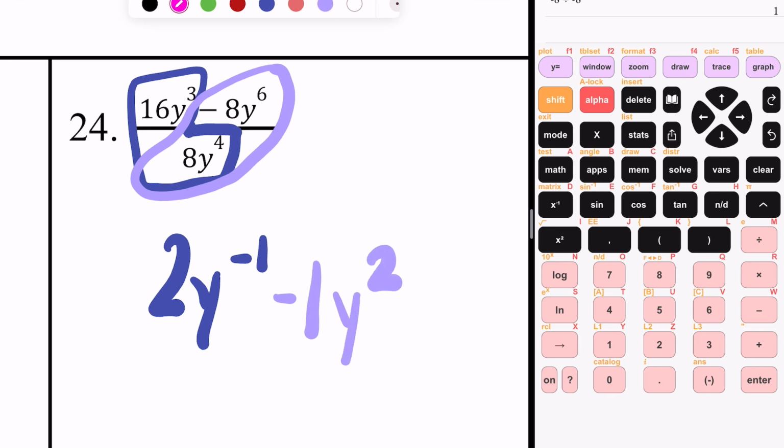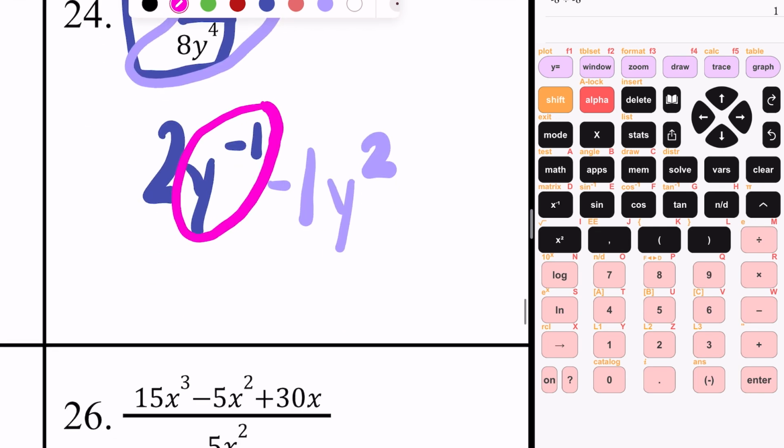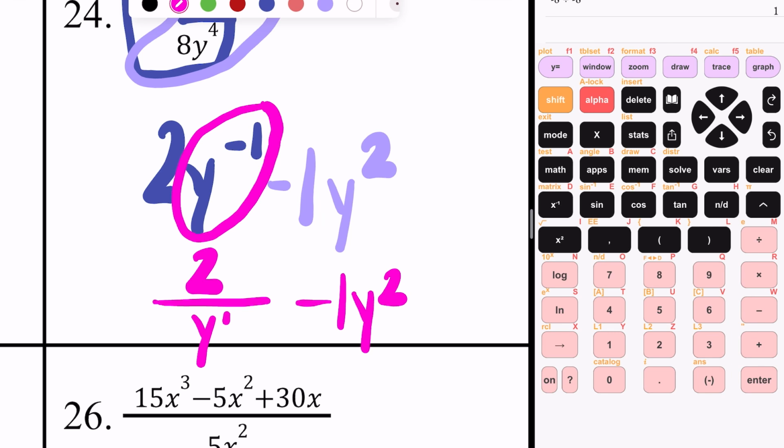Problem. You are not allowed to have this negative exponent. You will leave the 2 on top, put the y to the bottom and make it a positive 1. And you could leave this next term alone because there is no mistakes with it. That is perfect.